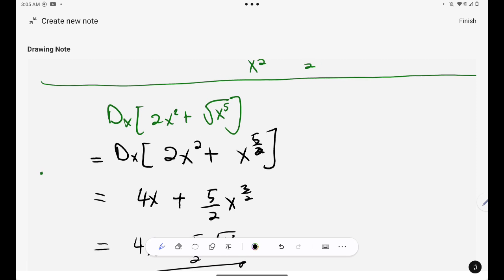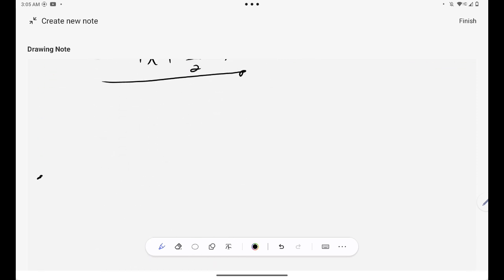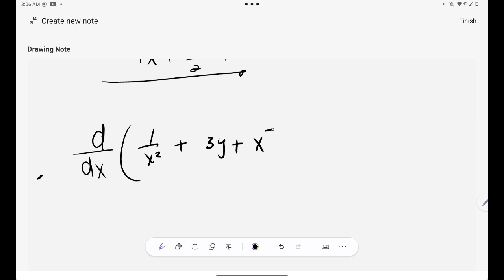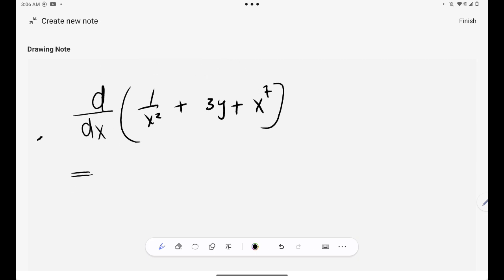Are you together? Sometimes you're not given an equation, but you're given an expression. d over dx of 1 over x squared plus 3y multiplied by x to the power 7. Find the derivative. I can't find the derivative if I have fractions. I must remove the fraction first.